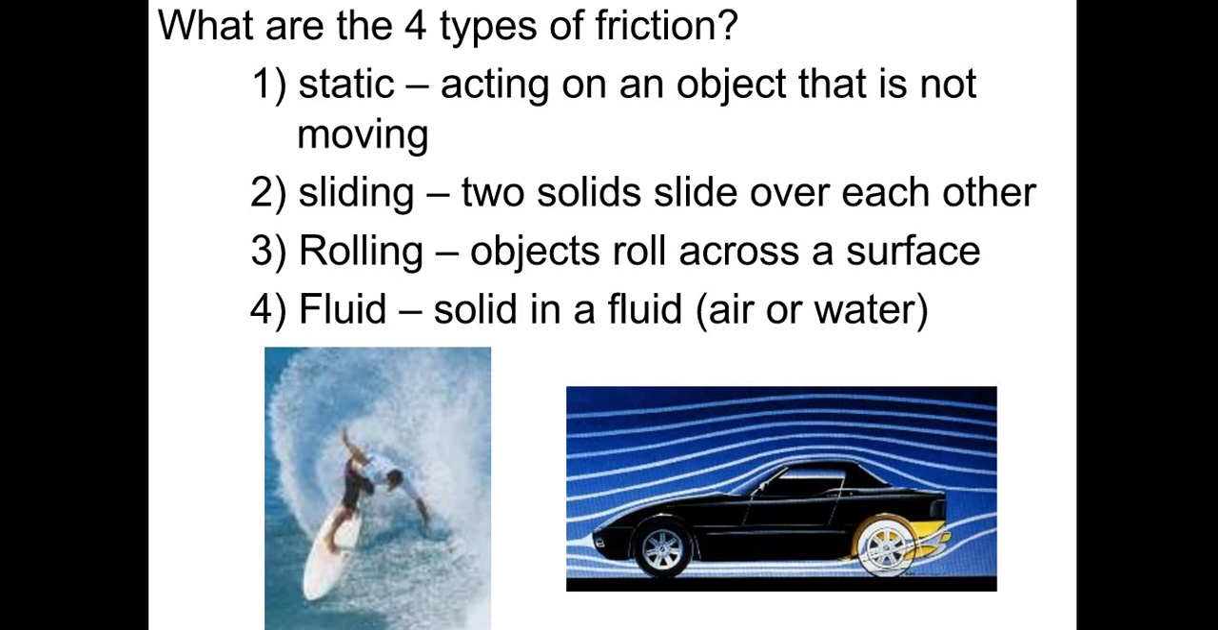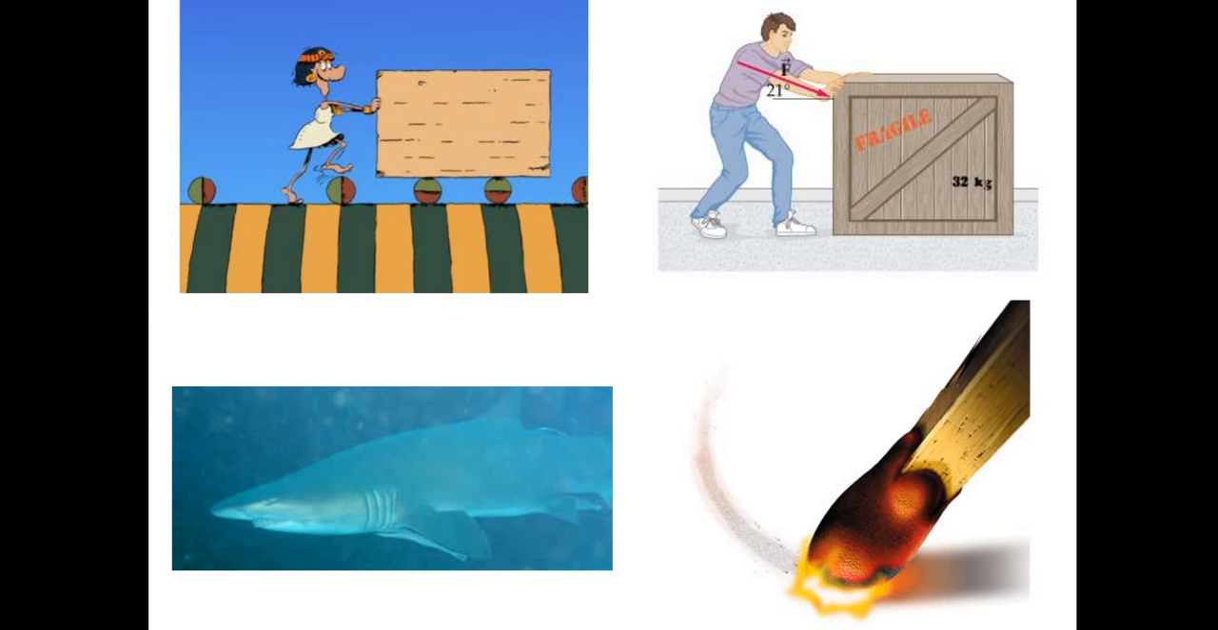There's some pictures. So this surfer has fluid friction, obviously going through the ocean, the surfboard to the ocean. There's different types of friction in this picture, and then there's a different type of friction here. You have another type of fluid friction as the car moves through the air. All right, and here's some types of friction. So this little lady, I guess she has rolling friction here. He's sliding friction. Match would be sliding friction. The shark would have fluid friction.